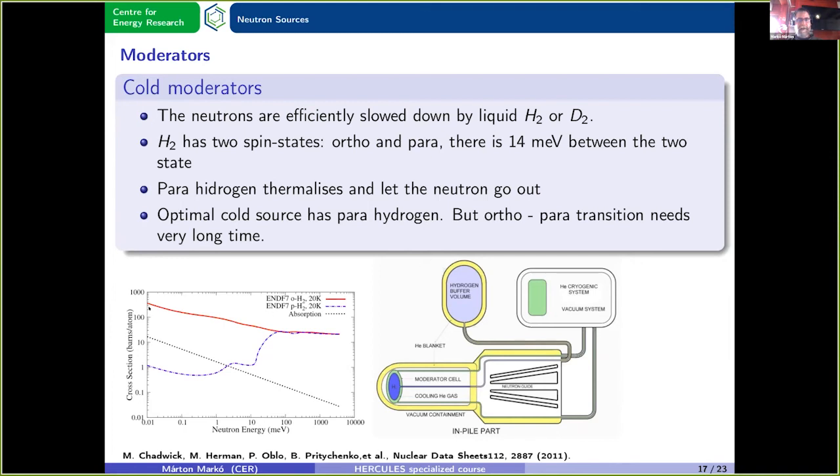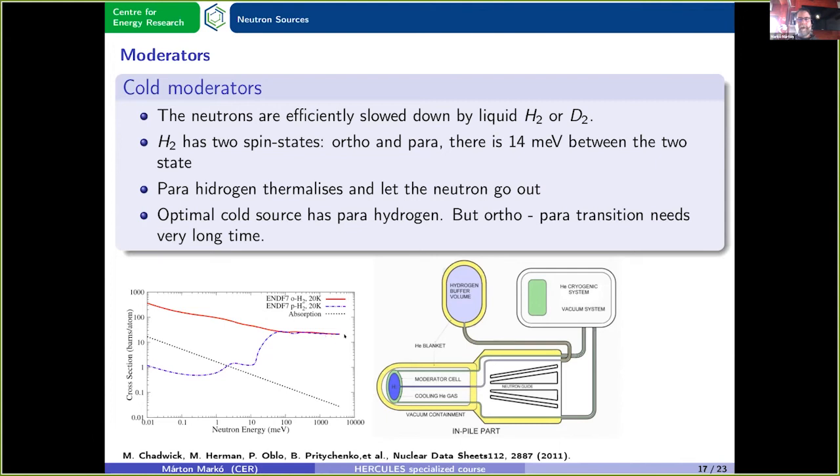So here we can see the cross-section of hydrogen as a function of neutron energy, and because 75% of the scattering on hydrogen happens with spin flip, the parahydrogen cross-section decreases very sharply at around 14 milli-electron volt, because the neutron cannot flip the spin of parahydrogen, and we can use it.